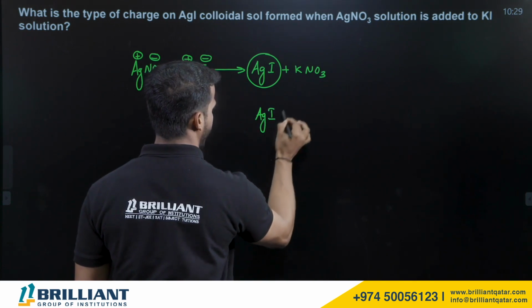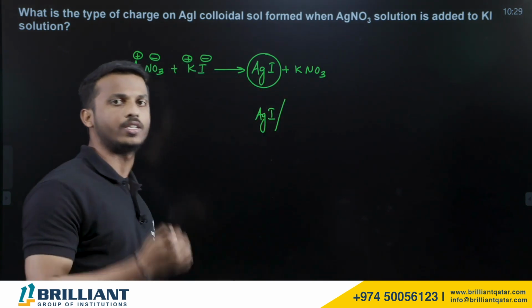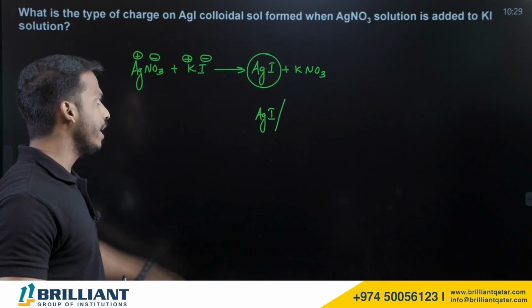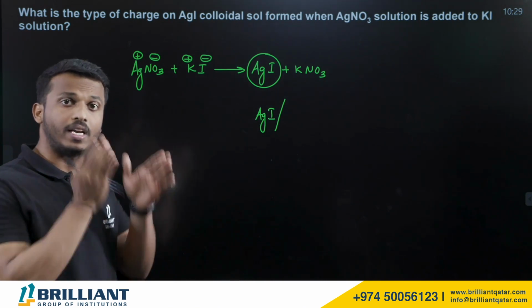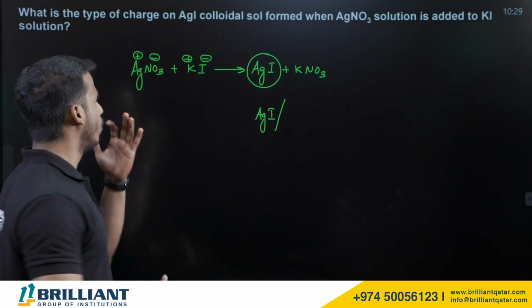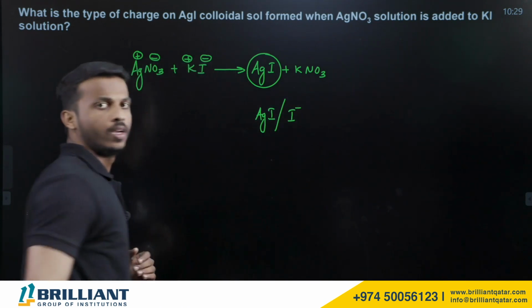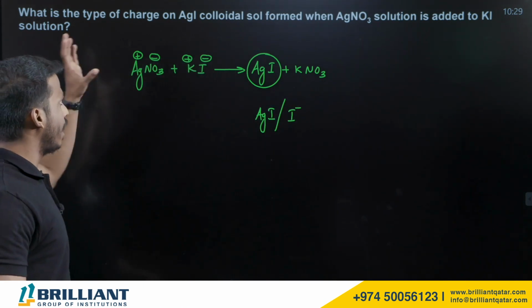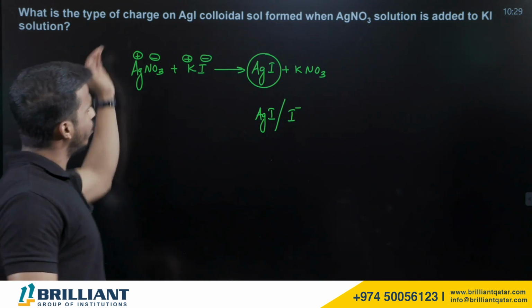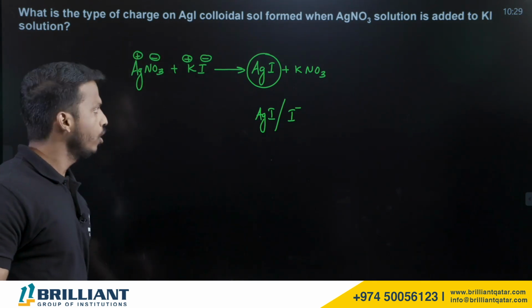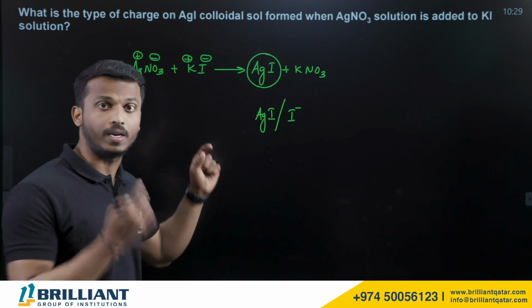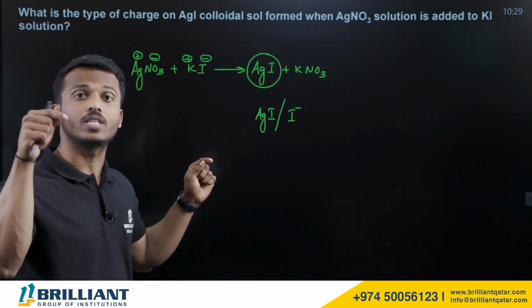AgI is the precipitate formed. It is preferentially adsorbed by which ion? Dear all, very carefully: when you add silver nitrate to potassium iodide, you get silver iodide as a precipitate, but which charge is it adsorbing?